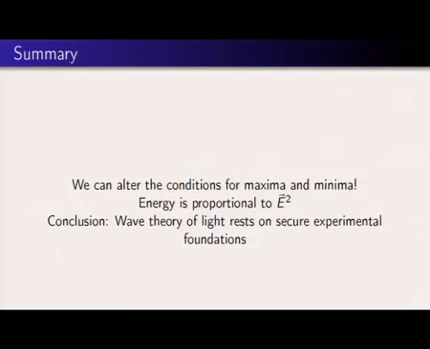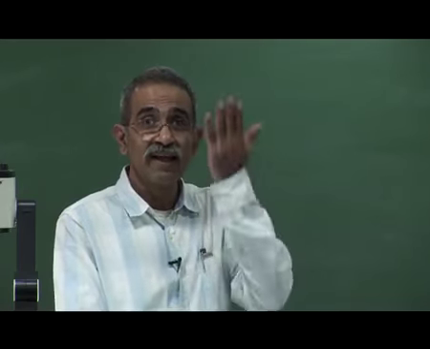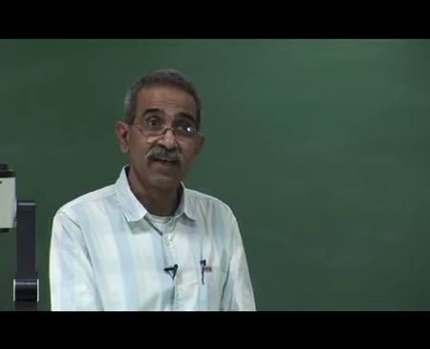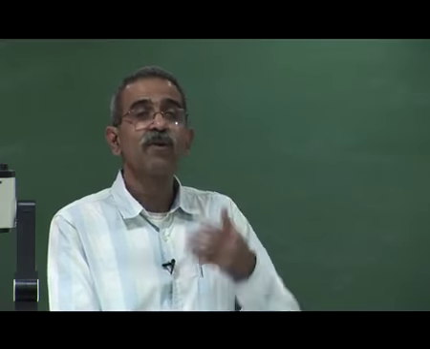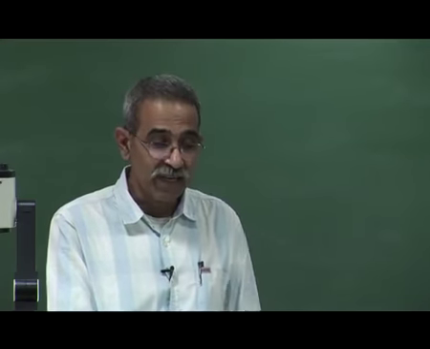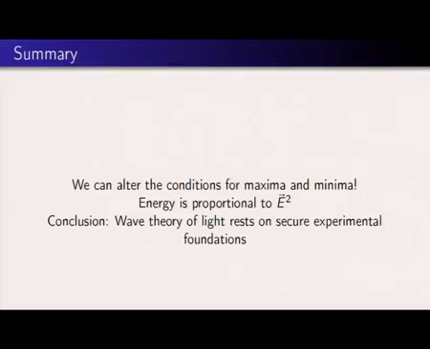So the conclusion has already been stated, but let me repeat. We can alter conditions on minima and maxima. Energy is proportional to E squared. That is the next condition, because as you keep on varying the intensity or the amplitude, the intensity of the fringes also changes. The condition for maxima and minima will not change, but how intense will be the brightest, that will certainly depend on the value of E squared. Therefore, wave theory of light rests on secure experimental foundations.